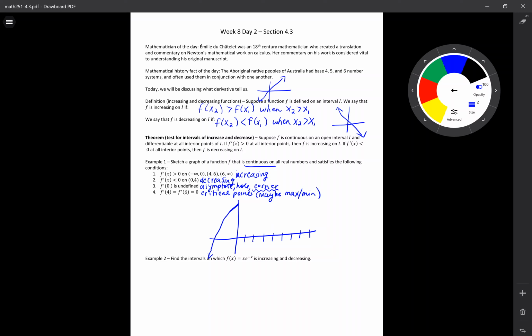And then from 0 to 4, I am decreasing. So maybe I'll do something like this. Again, there are lots of different ways to draw this kind of graph. So I'm decreasing from 0 to 4. I'm increasing from 4 to 6. And I'm increasing from 6 to infinity.